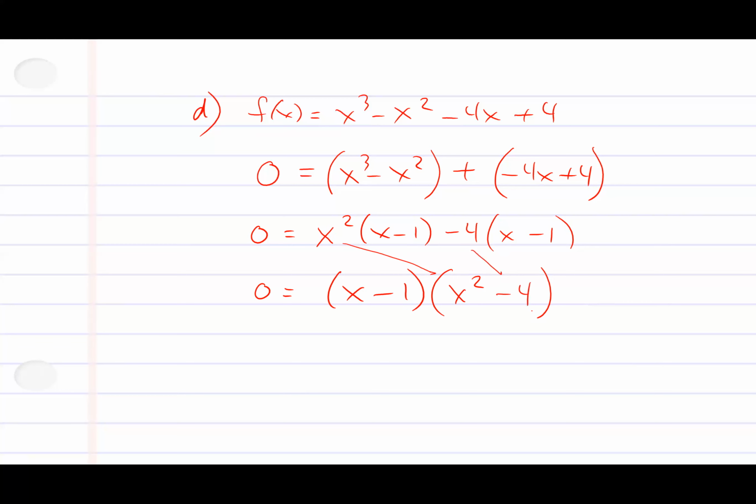Can I do any more factoring? Yes. What is it, Noah? Difference of two squares. Yes, difference of two squares. X squared minus 4 is x plus 2, x minus 2. Perfecto.